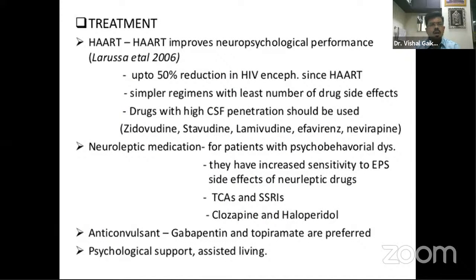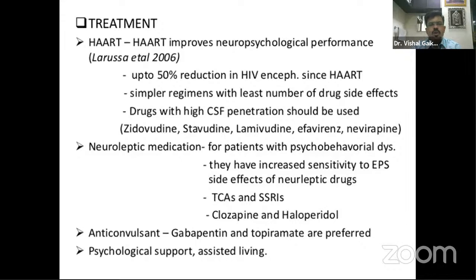Treatment wise, HAART is the most important treatment for HIV dementia patients, because it is the one which improves neuropsychological performance in these patients. Since the inception of HAART, there is almost 50% reduction in patients of HIV encephalopathy. So all those drugs with high CSF penetration should be used. Like zidovudine can be used up to a maximum dose of even 1000 milligram. Other than that, stavudine, lamivudine, efavirenz, nevirapine could be used.